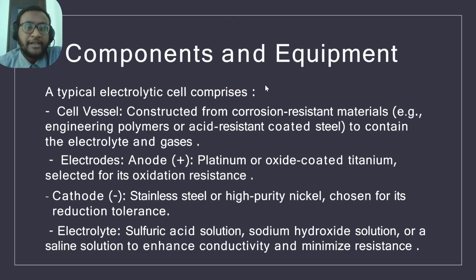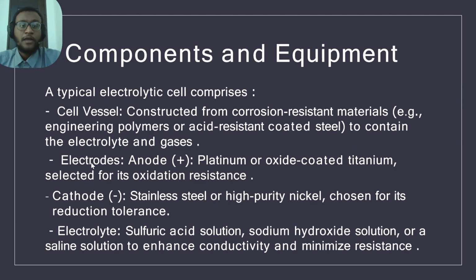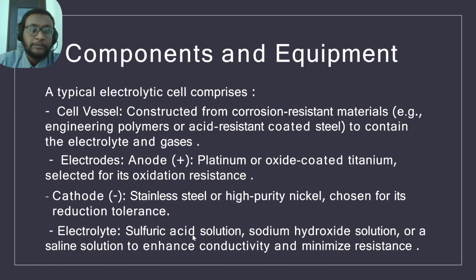A typical electrolytic cell comprises, first, the cell vessel, which is constructed from corrosion-resistant material, for example engineering polymers or acid-resistant coated steel, to contain the electrolyte and gases. This one here we call the cell vessel. And we also have electrodes, which are the anode and cathode. The anode is a platinum or oxide-coated titanium selected for its oxidation resistance, and the cathode is a stainless steel or high-purity nickel chosen for its reduction tolerance. Here, as you can see, this is the cathode and this one is the anode.